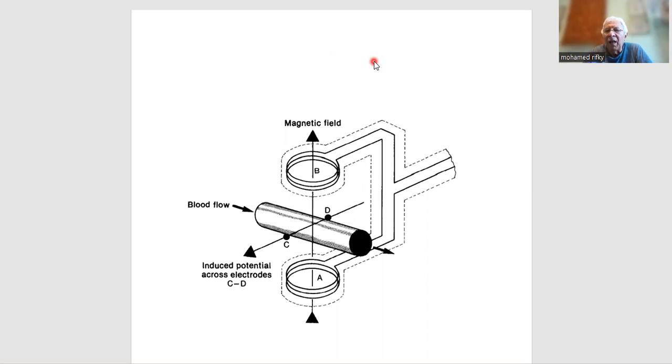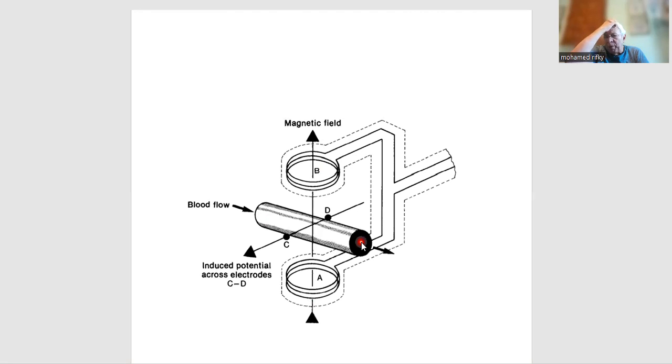magnetic field, which is made of two coils. These two coils, B and A, create this magnetic field, which is better to be alternating. It gives better results. And we have through it a flow of, for instance, blood RBCs flowing through this blood vessel as a conductor.